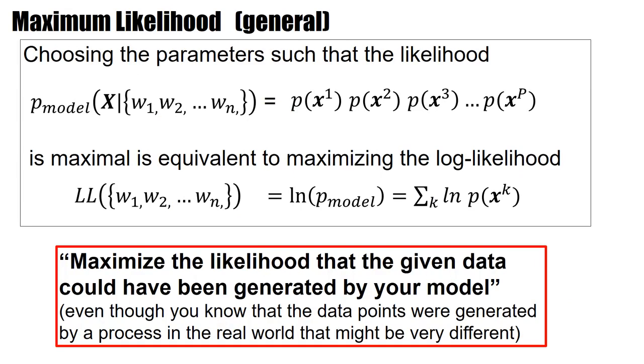So now here is the idea. In maximum likelihood, you have to choose the parameters such that the likelihood here on the left-hand side is maximal. And then this is equivalent to maximizing the log likelihood, which is just a sum over the logarithms of all the data points. So maximum likelihood means: maximize the likelihood that the given data could have been generated by your model. Even though, of course, we know that the data points were generated by some process in the real world that might be very different. So it might be a good model, it might be a very bad model, but this is just a method. Once you have chosen a family of models, you try to find the parameters of that family of models such that the likelihood that your data could be explained by the model is maximal.